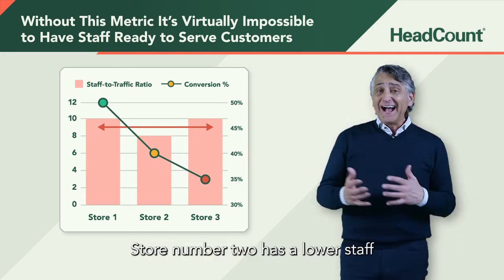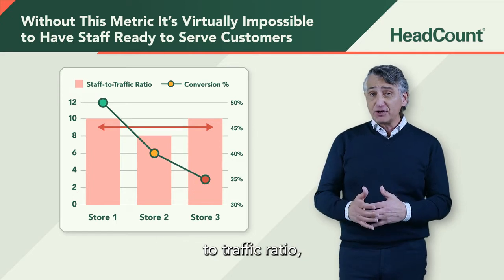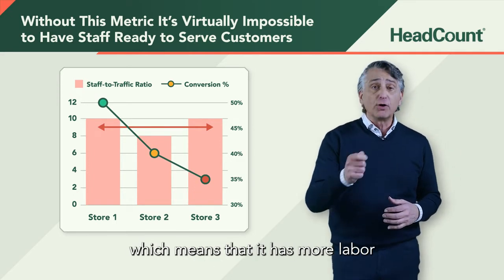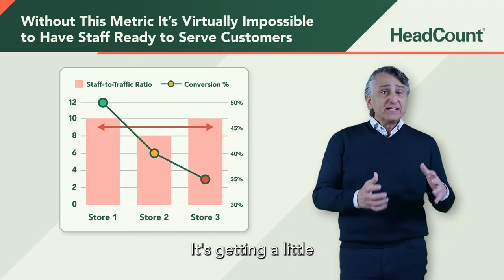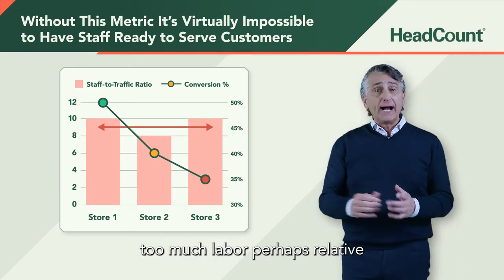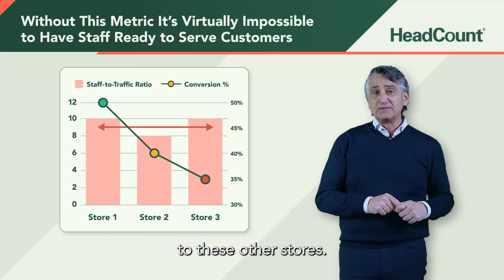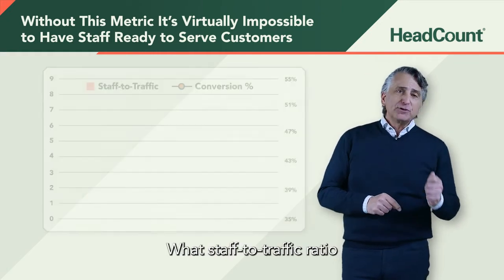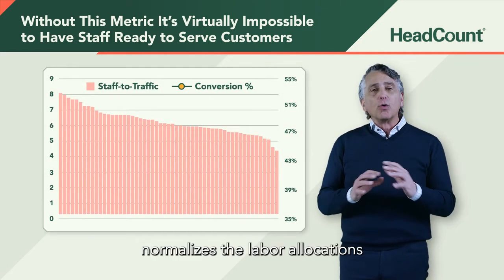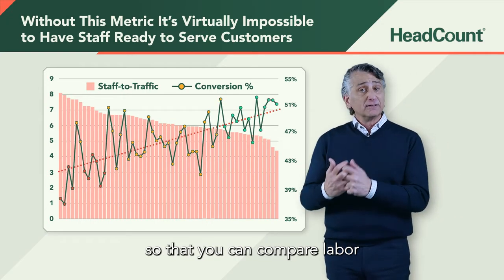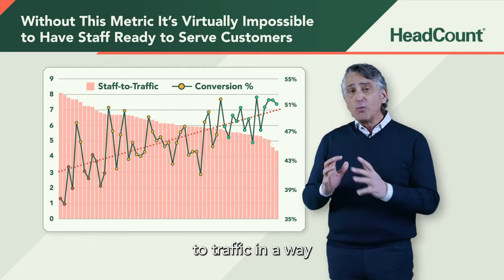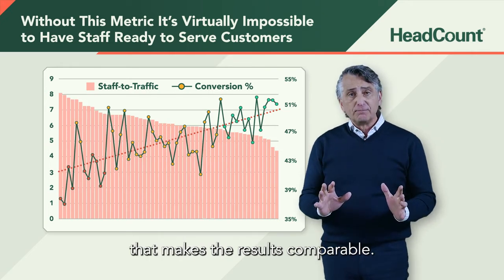Store number 2 has a lower staff-to-traffic ratio, which means that it has more labor relative to the traffic it's receiving. It's getting a little too much labor, perhaps, relative to these other stores. What staff-to-traffic ratio does is it normalizes the labor allocations so that you can compare labor to traffic in a way that makes the results comparable.